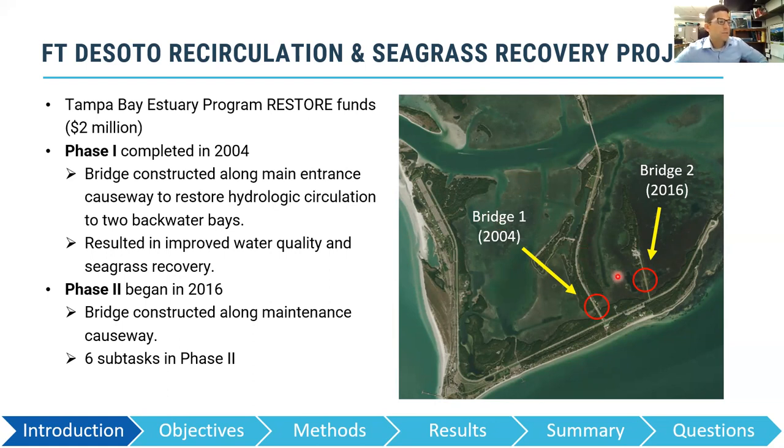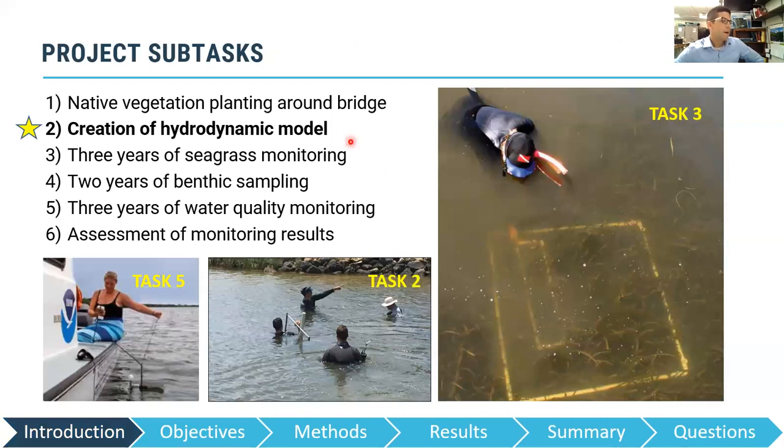Phase 2, which was initiated back in 2016, is where we come in. Basically what that involved was the construction of a second tidal bridge on this maintenance causeway here. Included in this second phase of the project, there were actually 6 different subtasks. Those included planting native vegetation around the bridges, seagrasses and mangroves. 3 years of seagrass monitoring.